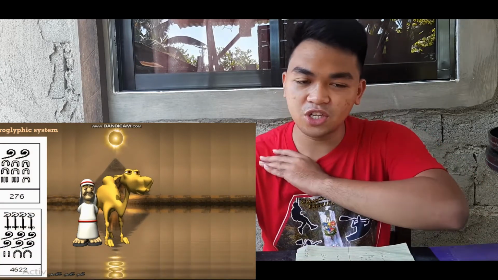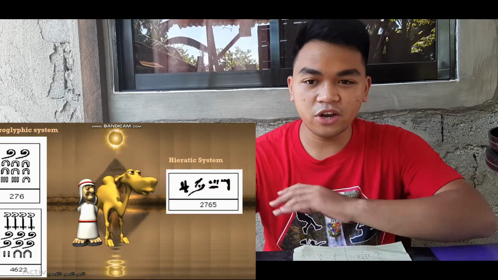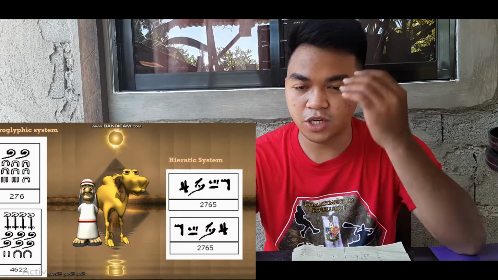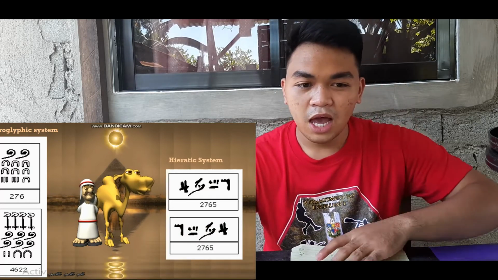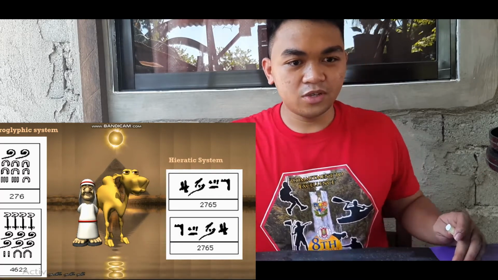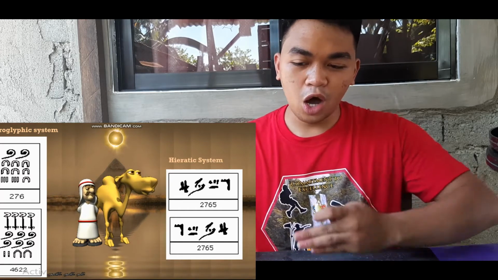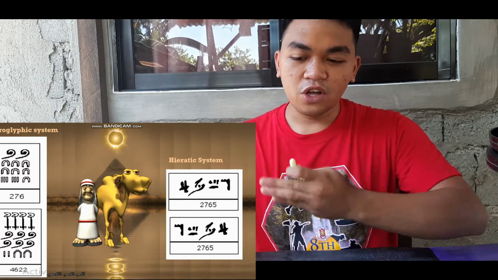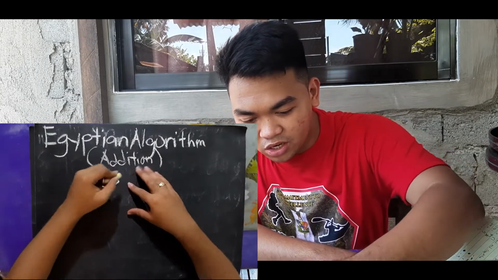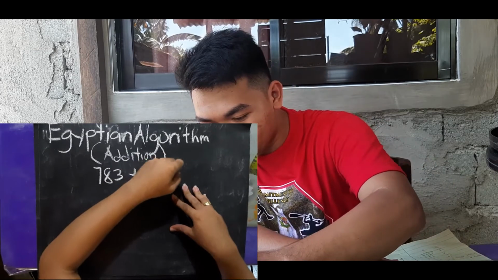Then the hieratic system. Watch carefully the difference between the hieroglyphic system and the hieratic system of the Egyptians. It is just like our writing, unlike the hieroglyphic system, which has more symbols and objects. After I show you the symbols and the differences between the hieroglyphic and hieratic systems, I will show you how the Egyptian algorithm solves addition. First, 783 plus 275.